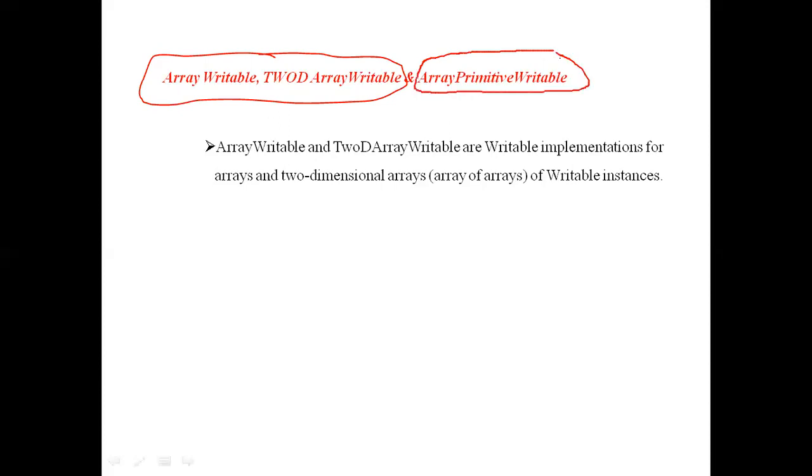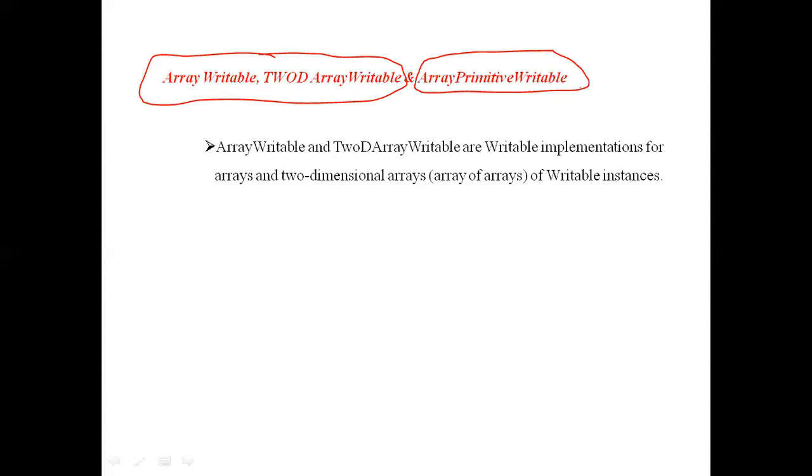These two are used for creating an array for the Hadoop data types. This last one is used to create an array for the Java data type. Directly to create an array of Java values, we use array primitive writable. Okay, for the Java data types. Directly when we want to create the Hadoop data types array, we use array writable and 2D array writable.